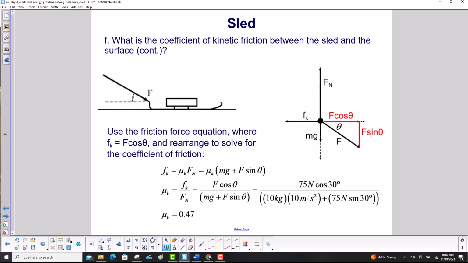Now use the friction force equation, where the friction force is equal to F cosine theta, and rearrange to solve for the coefficient of friction. So here's our friction force, and it's mu k times the normal that we found on the previous slide. Now rearrange this first equation here and get mu k is the friction force over the normal force. Here's our friction force, here's the normal force, substitute in our values, and get mu k is equal to 0.47.